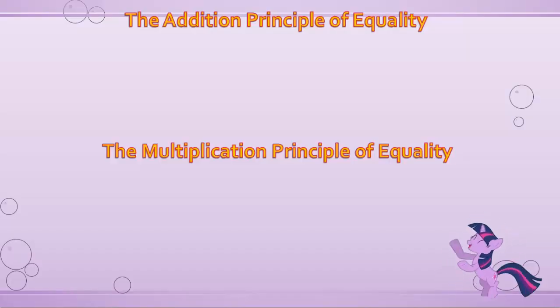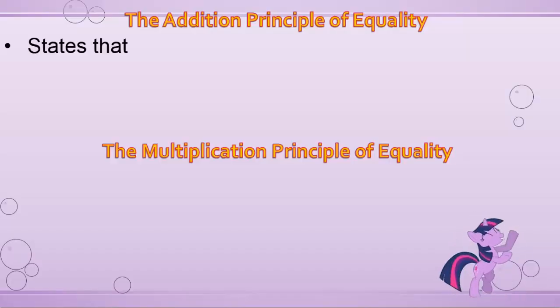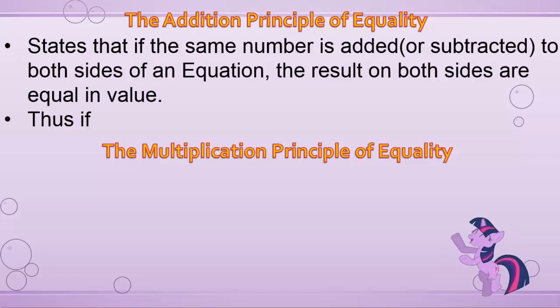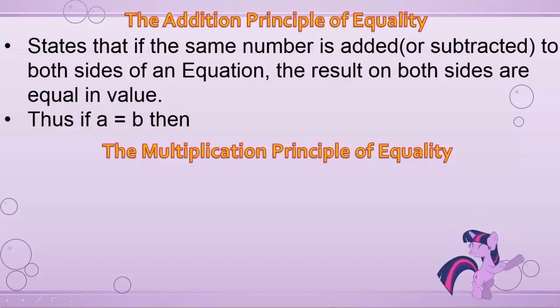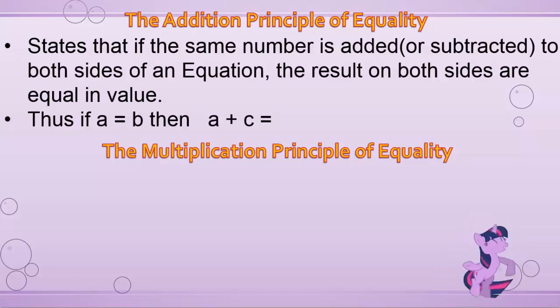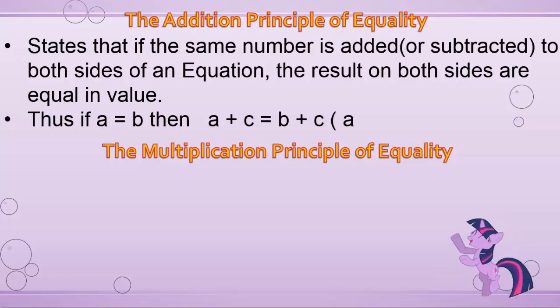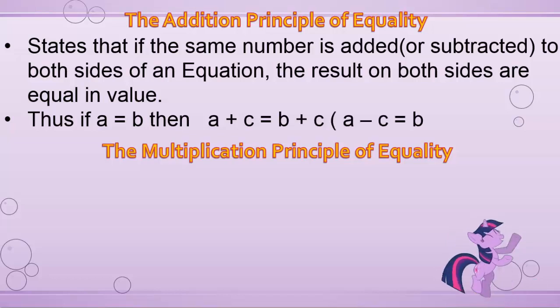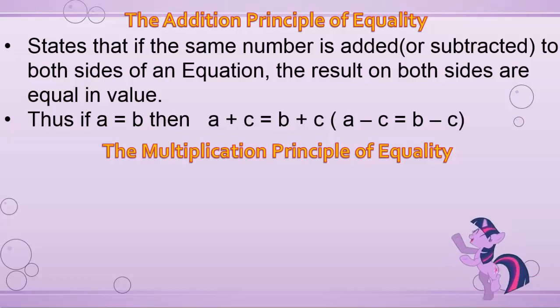The addition principle of equality states that if the same number is added or subtracted to both sides of an equation, the result on both sides of the equation are equal in value. Thus, if A is equal to B, then A plus C is equal to B plus C, or A minus C is equal to B minus C.